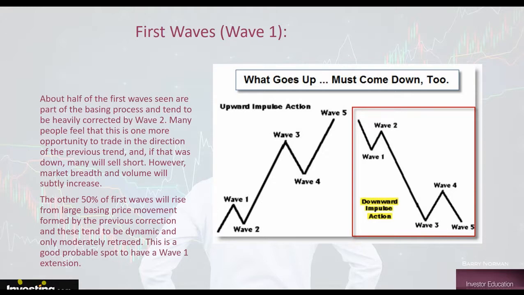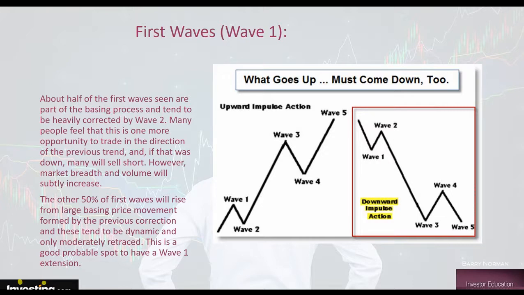What goes up must come down. About half of the first waves seen are part of the basing process and tend to be heavily corrected by wave 2. Many people feel that this is one more opportunity to trade in the direction of the previous trend, and if that was down, many will sell short. However, market breadth and volume will subtly increase. So in an uptrend, when we go from wave 1 to wave 2 and wave 2 corrects, it's a very good opportunity to buy into that market. But we want to look at volume at the same time.